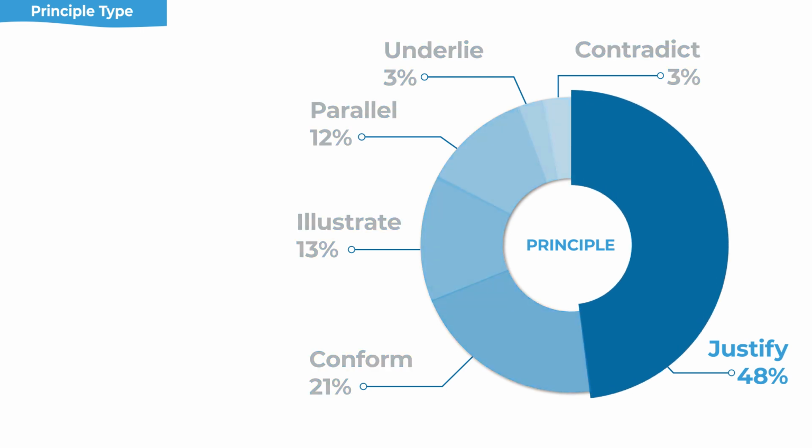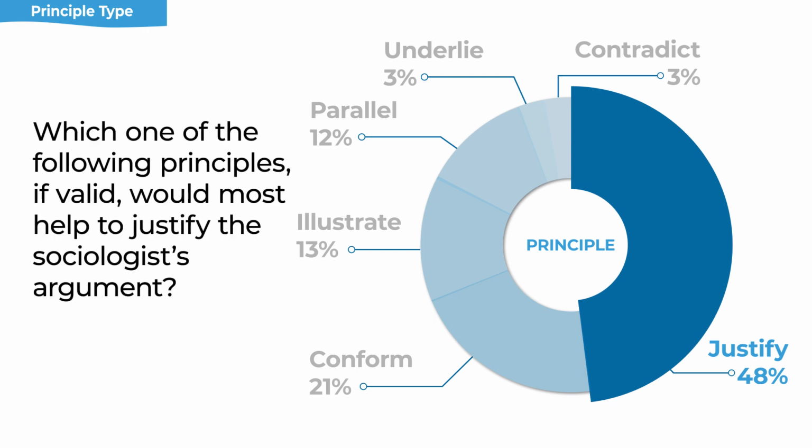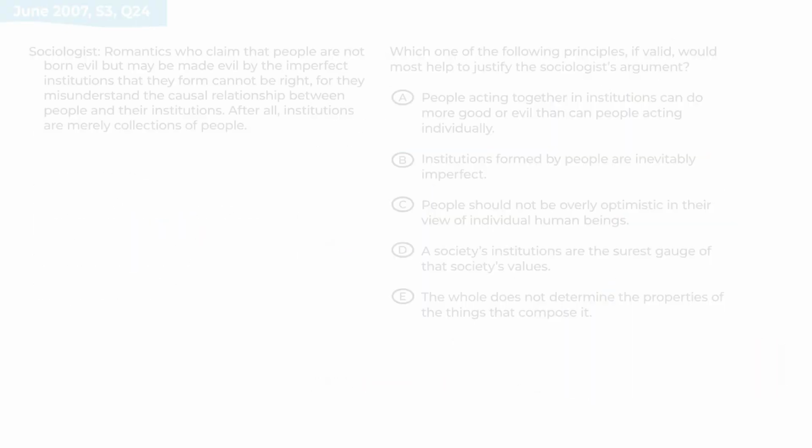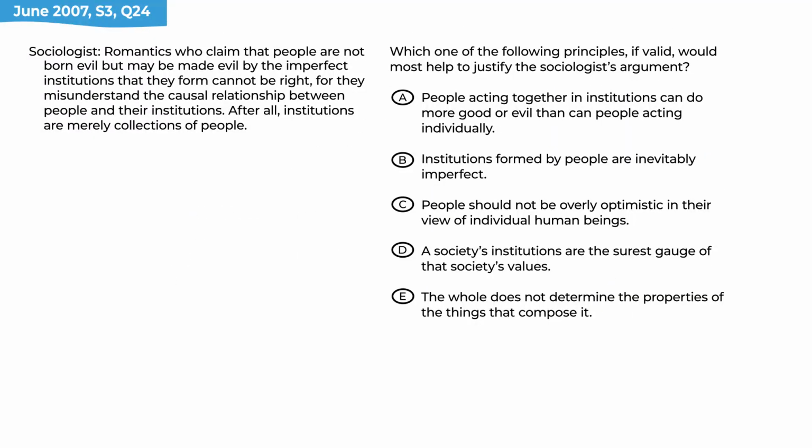So let's start by looking at the most common type of principal question, those that ask you to justify an argument with a principle. Here's the question stem. Which one of the following principles, if valid, would most help to justify the sociologist's argument? Justify tells us that we're looking to strengthen the argument here. Go ahead and give this one a try. When you found an answer that you like, hit play again and we'll review it together.